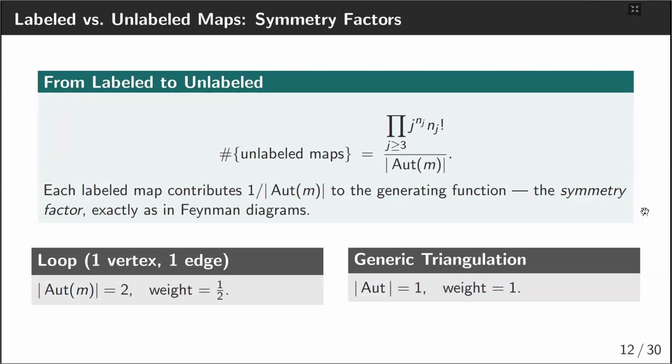So from labeled to unlabeled, each labeled map contributes 1 over the size of the automorphism group to the generating function. So the symmetry factor, exactly as in Feynman diagrams. In a loop, which is 1 vertex, 1 edge, the automorphism is 2, so the weight is a half. In a generic triangulation, the automorphism is 1, so the weight is 1. So this goes from labeled to unlabeled.